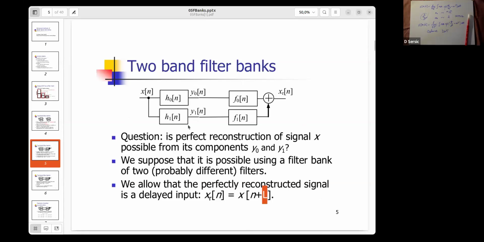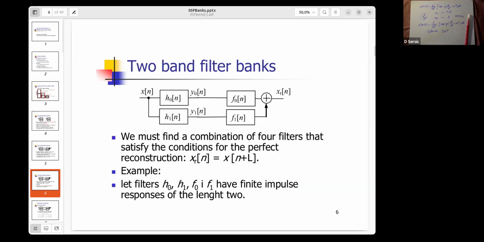So of course, everything has some sense if the filters in the bank are different between each other. Okay, so let's start and see, is it possible or not?